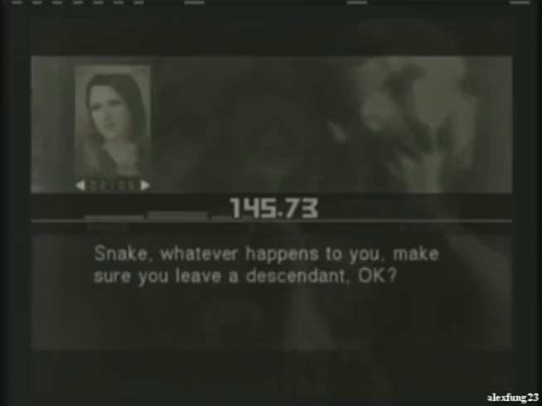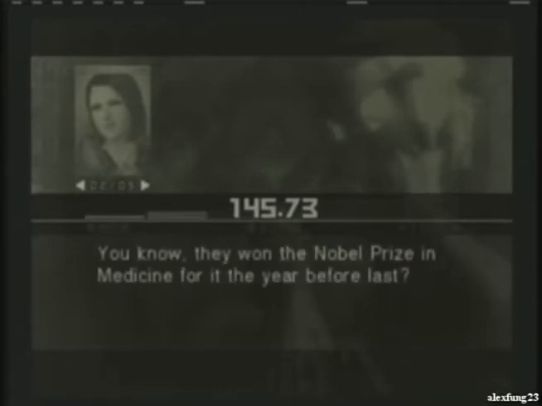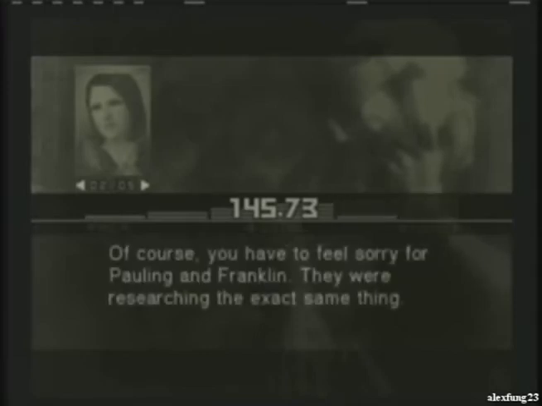Snake, whatever happens to you, make sure you leave a descendant, okay? Are you saying you want to have my baby? No. I'm saying that in the 21st century, the genes of soldiers like you are going to be in high demand. Genes? Uh-huh. Remember when Watson and Crick discovered the double helix structure of DNA back in 1953? No. You know, they won the Nobel Prize in Medicine for it the year before last. Of course, you have to feel sorry for Pauling and Franklin. They were researching the exact same thing.